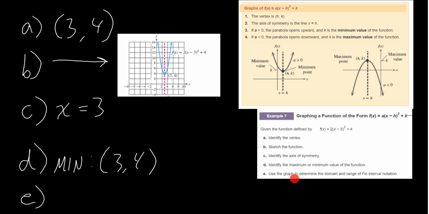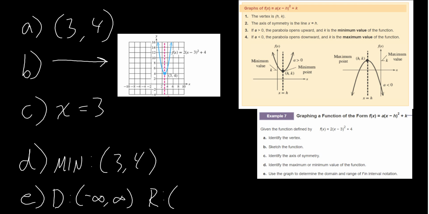E wants us to use the graph to determine the domain and range of f. So in interval notation, the domain: it is a quadratic function, so it is always, and I mean always, going to be negative infinity to positive infinity. Always. The range is going to be a little different.